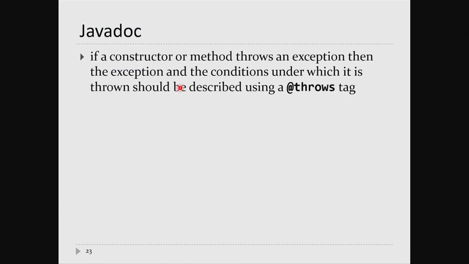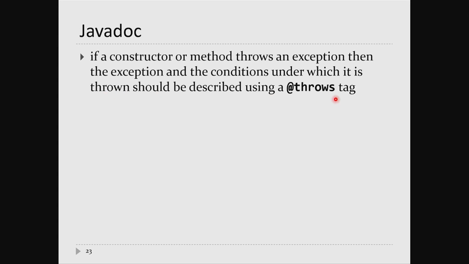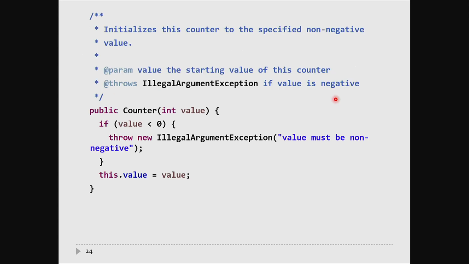Now, if a constructor or method throws an exception, you should document what exceptions can be thrown. And that's documented using an @throws tag. Notice there's a bit of a discrepancy here. The throws tag includes the S, but the return tag does not include the S. So it's not @returns, it's @return. Here it's not @throw, it's @throws. And I'm not sure why that discrepancy is here.